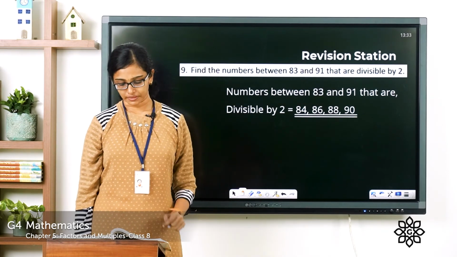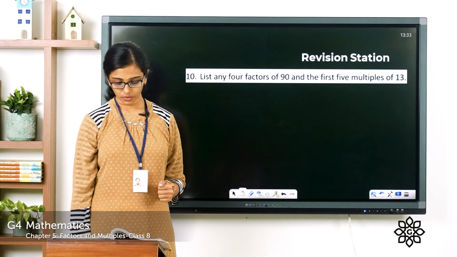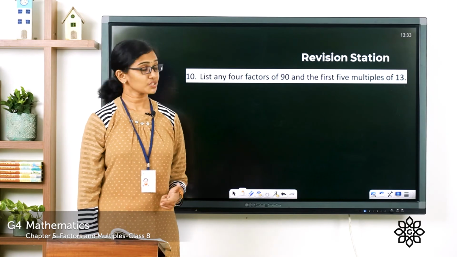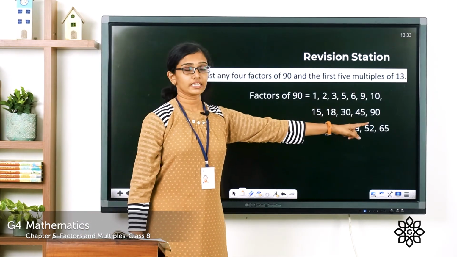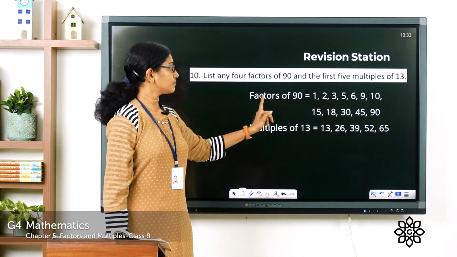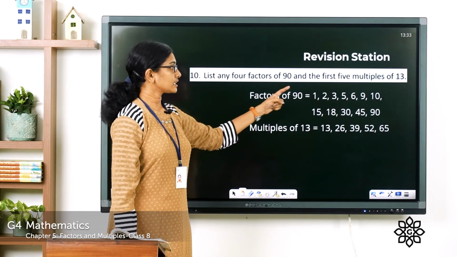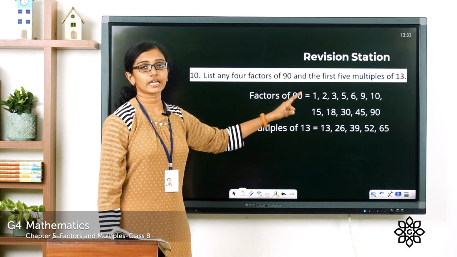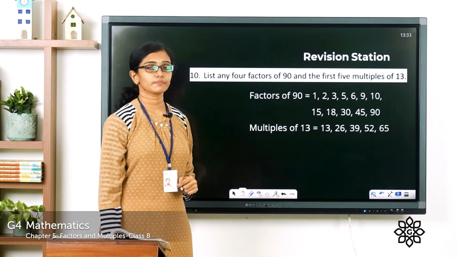So, now the last question, question number 10. List any 4 factors of 90 and the first 5 multiples of 13. So which are the factors of 90? 90 can be 1 into 90, 2 into 45, 3 into 30, and we have many factors for 90, right? We have more than 2 factors for 90, and these are the factors. You can write any 4 factors from the list, because it's mentioned here.